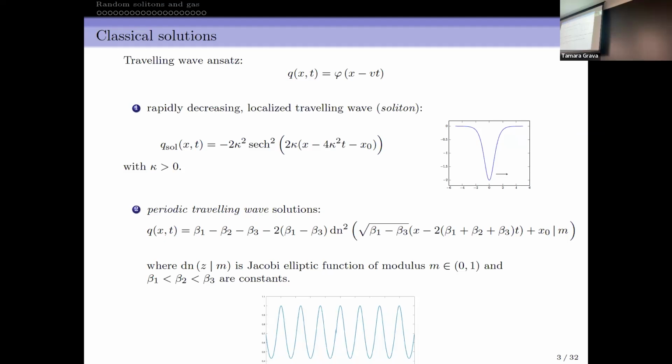Here, the feature of this is that the velocity is proportional to the amplitude, and it's described by one parameter, k. And so in this solution, we have two free parameters, the amplitude, the velocity, and the position, so the maximum of this wave. While in the periodic traveling wave, we have three parameters, so these constants beta 1, beta 2, beta 3, plus a position, again a location of a reference point, a phase, we call it a phase. And the function here is the Jacobi elliptic function. So these are the two traveling solutions of the KdV which are bounded.